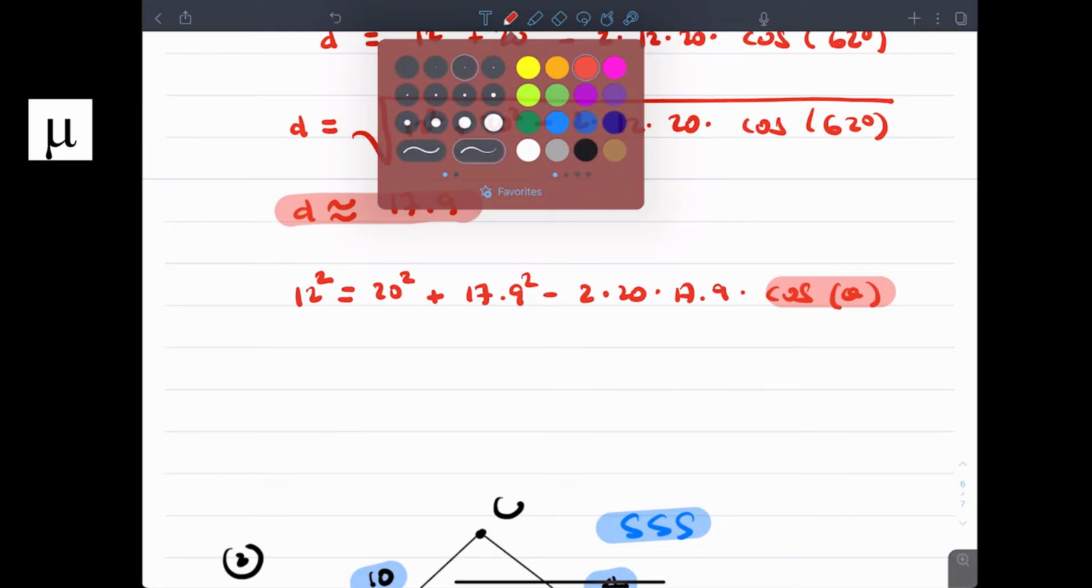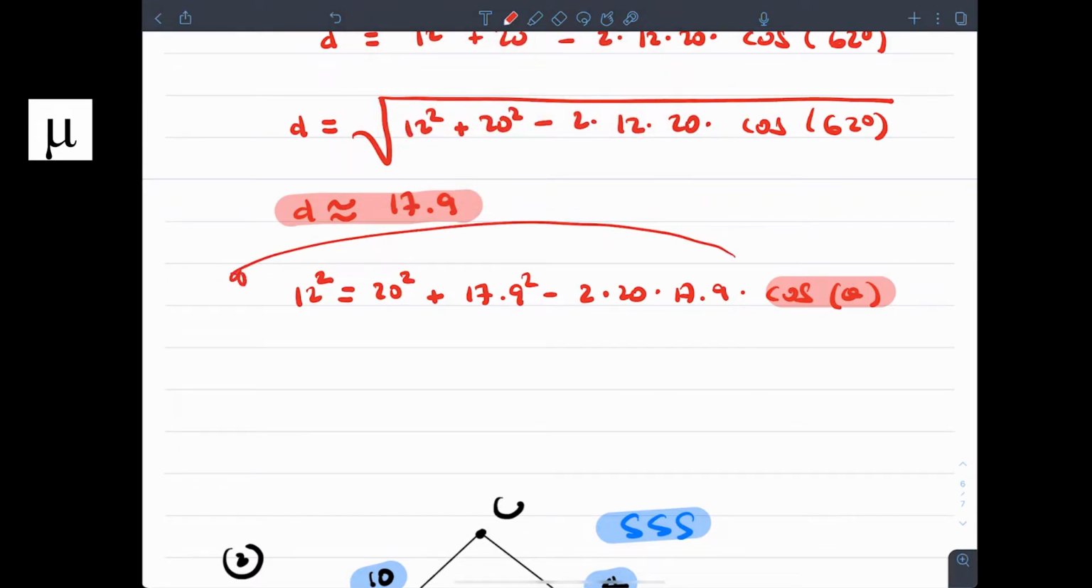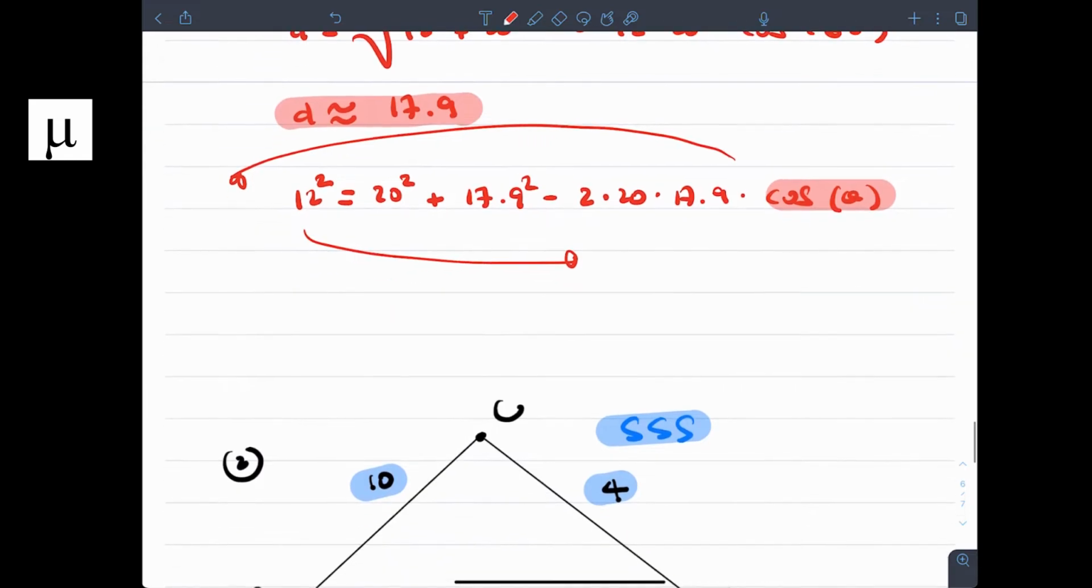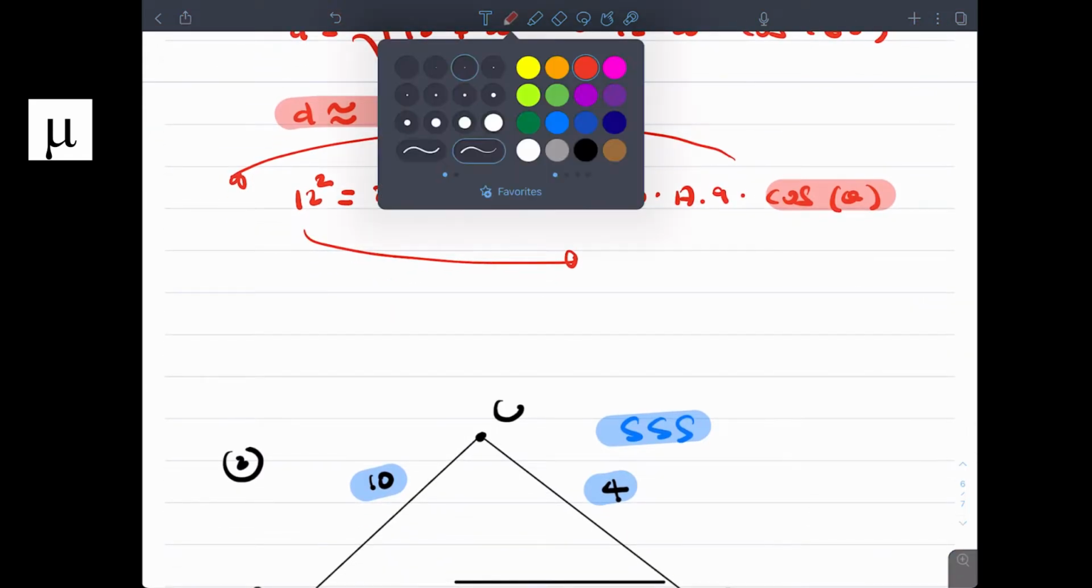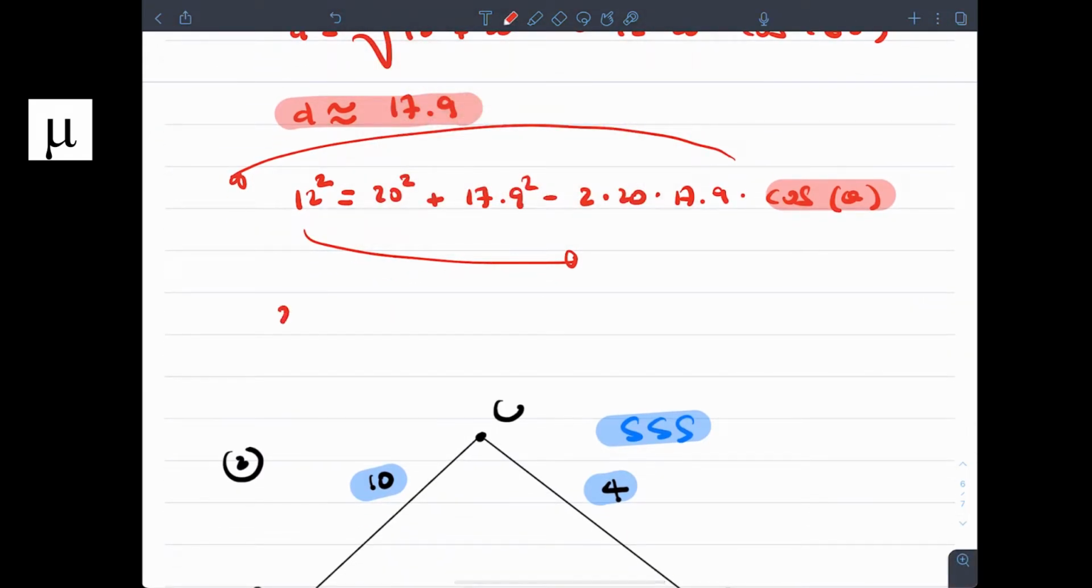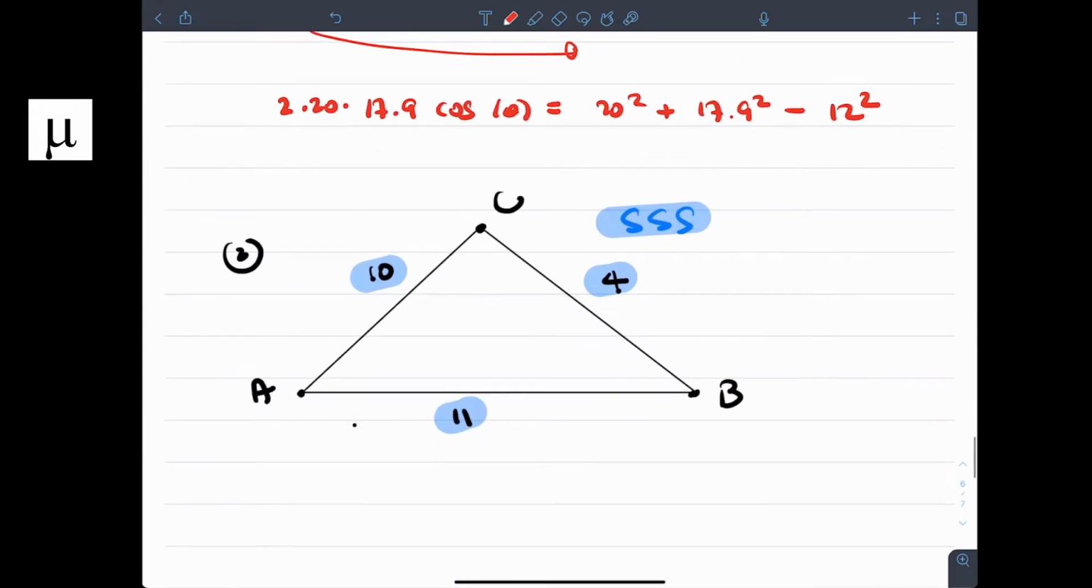Okay, so what do you guys want to do now? Translate, right? So you say, what are you doing with this translating? Moving on the opposite side. So that means 2 times 20 times 17.9 cosine of the angle I'm finding is going to be, if I move it on the other side, I have the 20 squared plus 17.9 squared. I'm moving that 12 squared to the other side on the left. It's now negative. You guys see what I'm saying? So you get to move from the algebra. You're almost there.